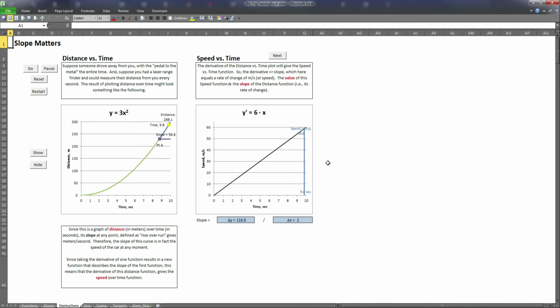speed is increasing evenly. If you remember, we made the assumption that the person stomped their foot to the floor and never varied the pedal. The fact that this line is straight is a representation of that. If they had eased off on the pedal partway through, this curve would have turned downward a little bit. So that's kind of cool.